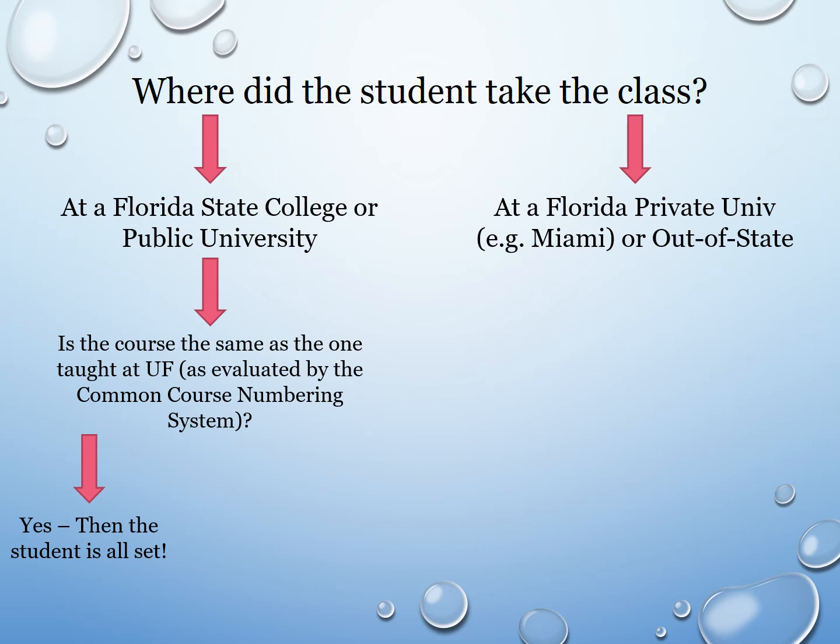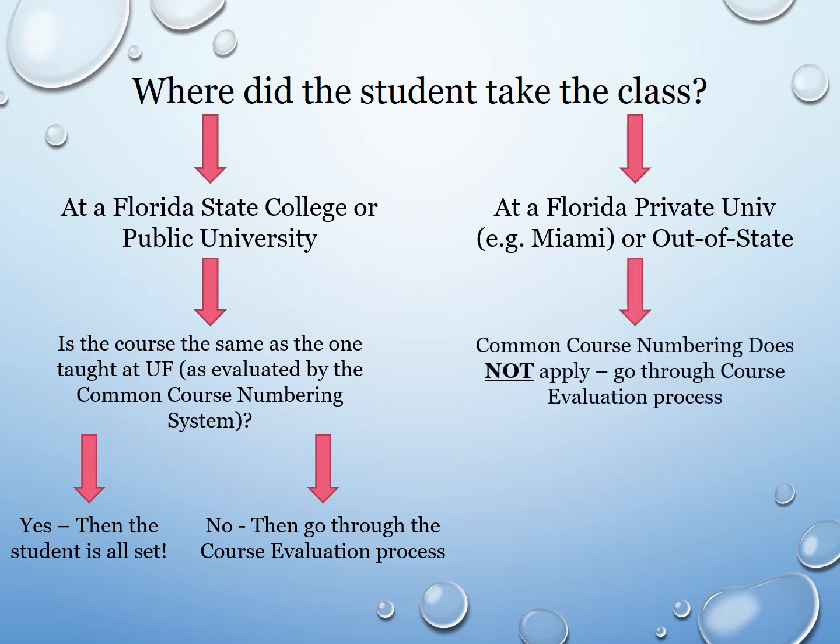We're good to go. If the answer is no, then we're going to go through the course evaluation process. Now, let's say the student's answer to that very first question is, I took this class at Duke University, or I took it at the University of Wisconsin, the best school out there, just saying. If they did, then the Common Course Numbering does not apply. It doesn't have anything to do with this.